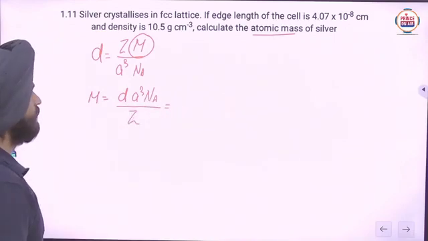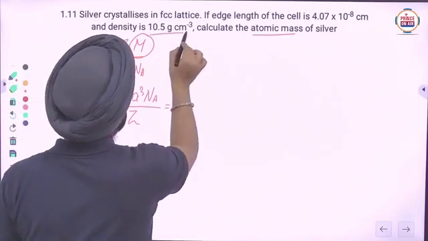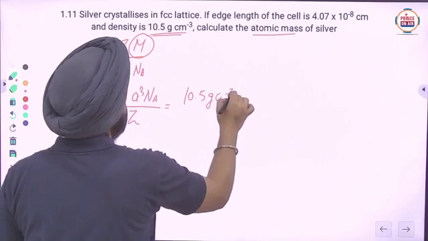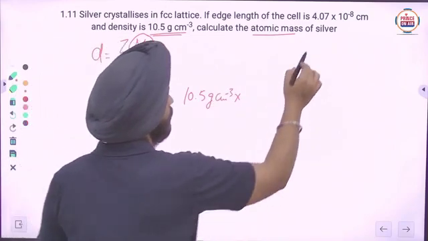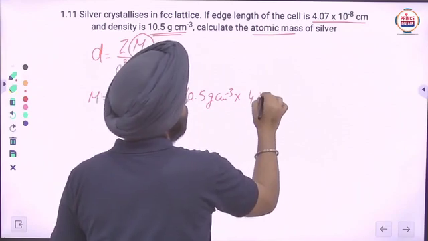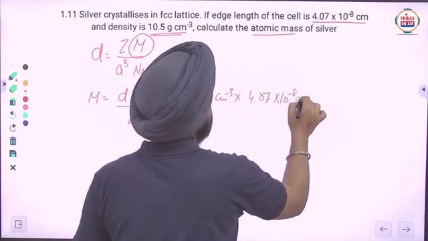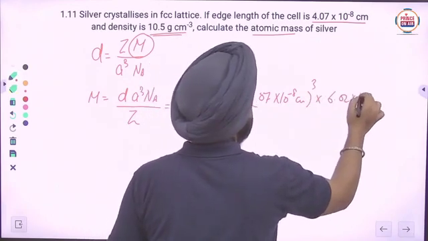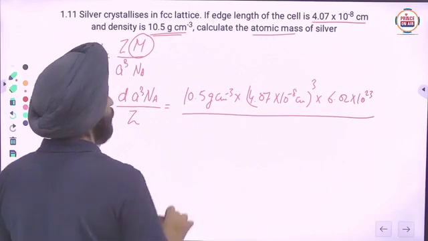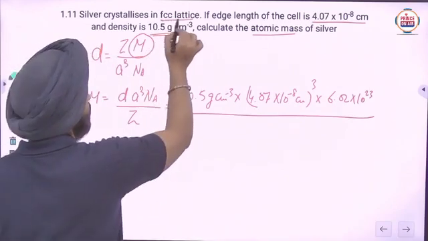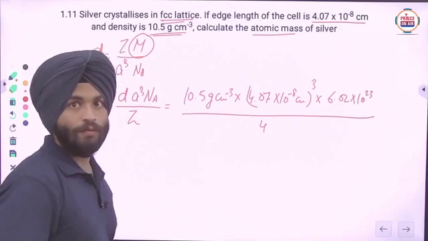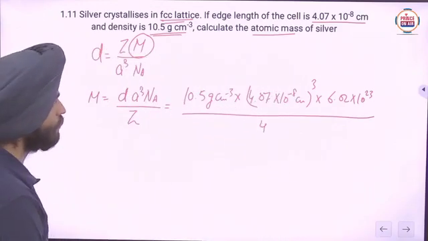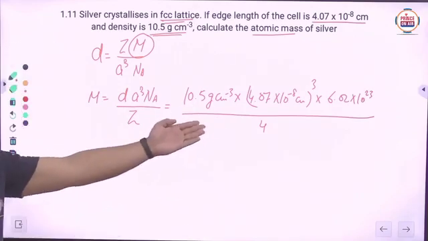Density is given to you, 10.5 gram per cubic centimeter, into a, which is 4.07 into 10 raised power minus 8 centimeter, its cube, and N A is 6.02 into 10 raised power 23. Then Z for FCC lattice is 4. For BCC it's 2. For simple cubic it's 1. Now just solve this equation.